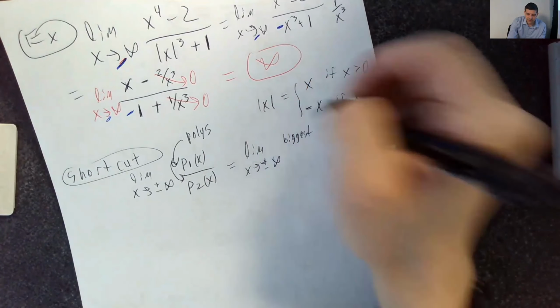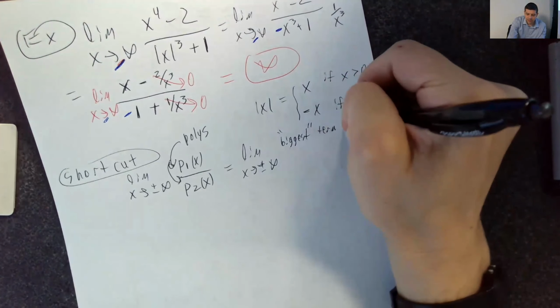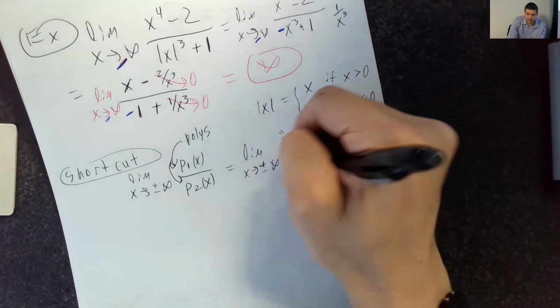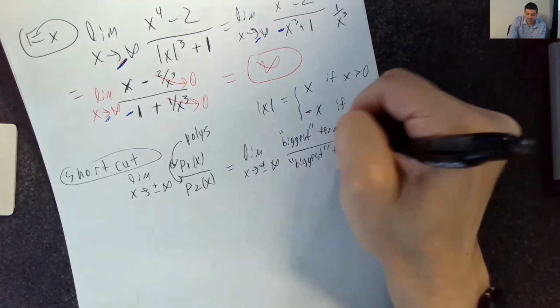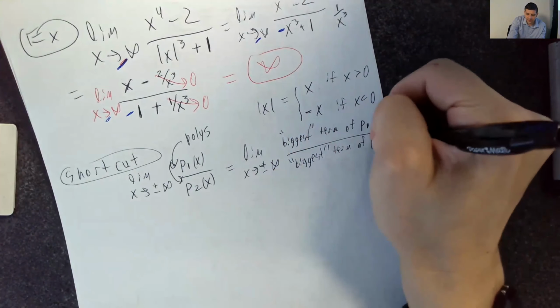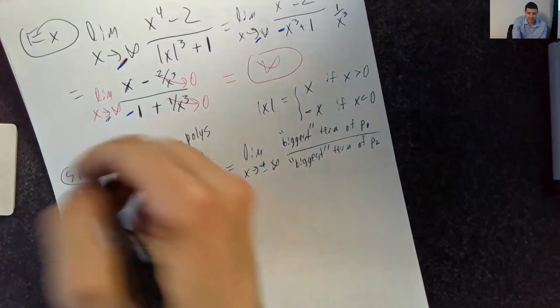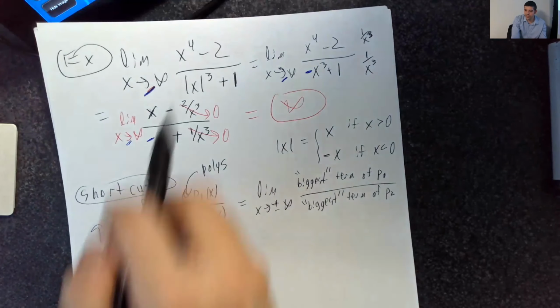the biggest term of P1 divided by the biggest term of P2. Now, what do I mean by biggest? I mean the dominant term, meaning the biggest degree of x is what dominates. So as an example of the shortcut, I could do it for this problem.